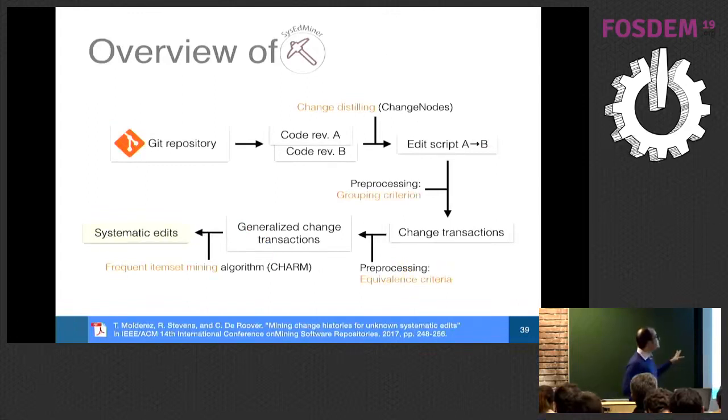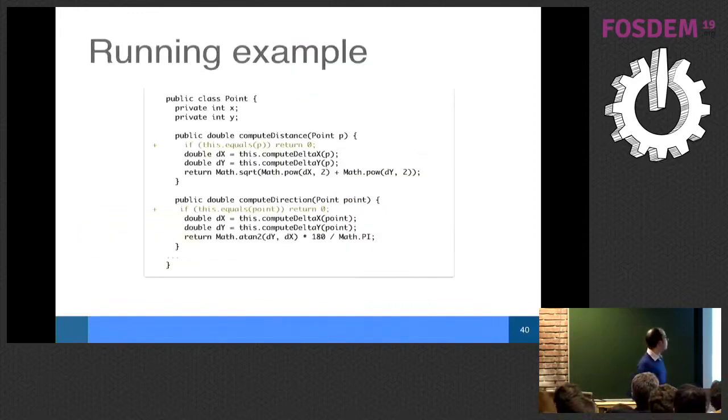In this case, the approach is a bit different, because we don't start from a snapshot, but from a Git repository with different code revisions. Then we apply a change distiller, so we are able to gather all the edit scripts. Then we group these edit scripts, apply an equivalence criteria, and in the end we apply our frequent item set mining algorithm. Now, let's consider an example, because it's much easier to understand.